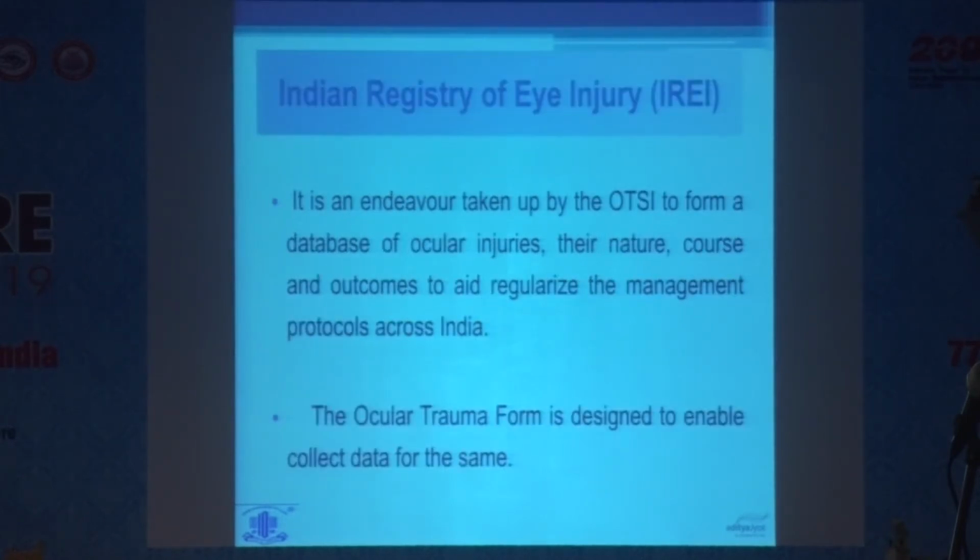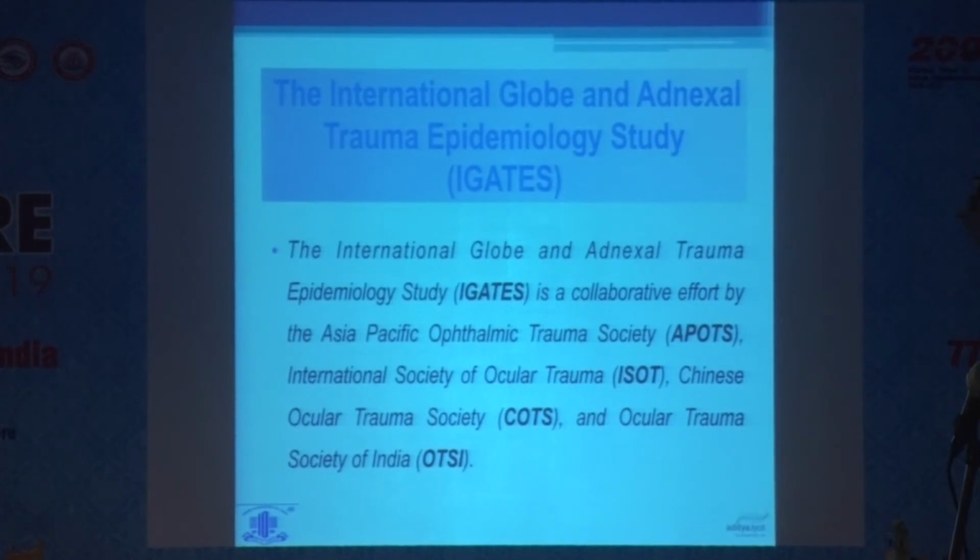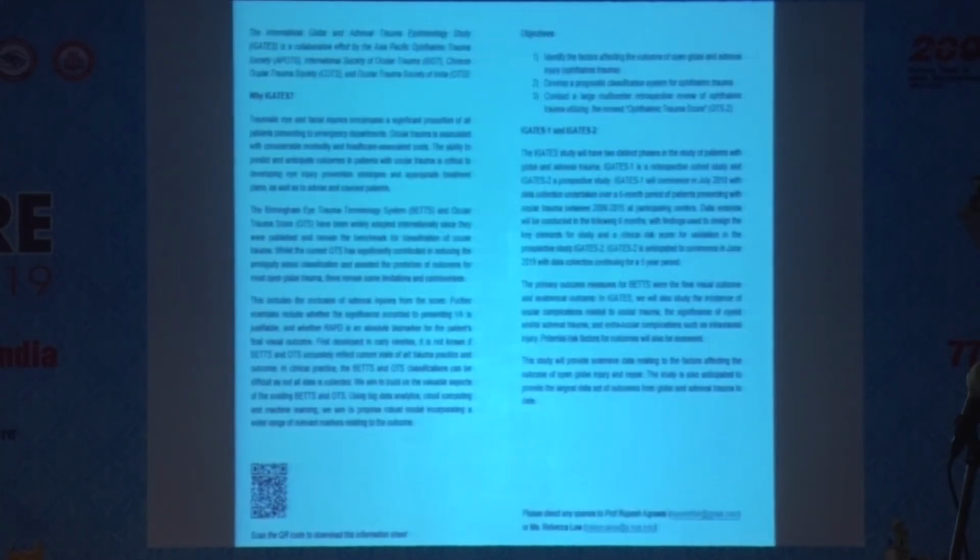But I find, at least in India, we have to work with the minister, and in spite of knowing the minister, making them act is a real problem. For that we need data to impress them, and probably other ways, like going to the public media. That's why the International Globe and Adnexal Trauma Epidemiology Study, Eye Gates, was started by Rupesh Agarwal on behalf of the Asia Pacific Ophthalmic Trauma Society, and we have the Chinese Ocular Trauma Society. And thanks to Gangadhar, who called this ophthalmic, because he says the orbit is not otherwise involved.